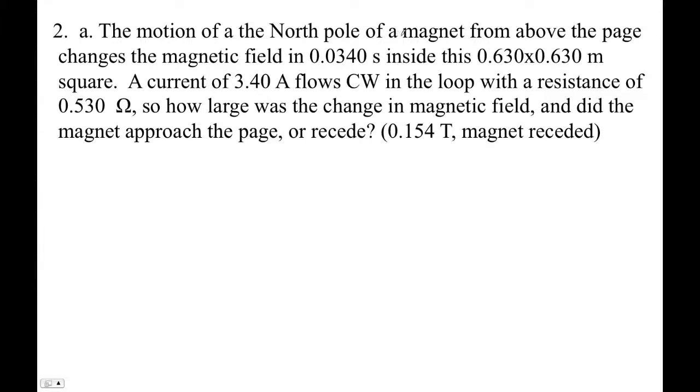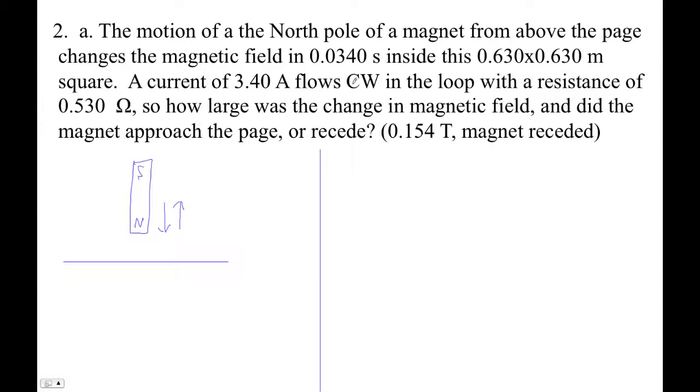Okay, the motion of a North Pole magnet above the page, right? So the magnet is going to either approach or recede. Let's figure out the direction first, because I imagine that's what you have a question about. So it's a North Pole magnet. Let's draw this. North pole's down, South pole's up. Here's the page. The magnet is either approaching or receding.